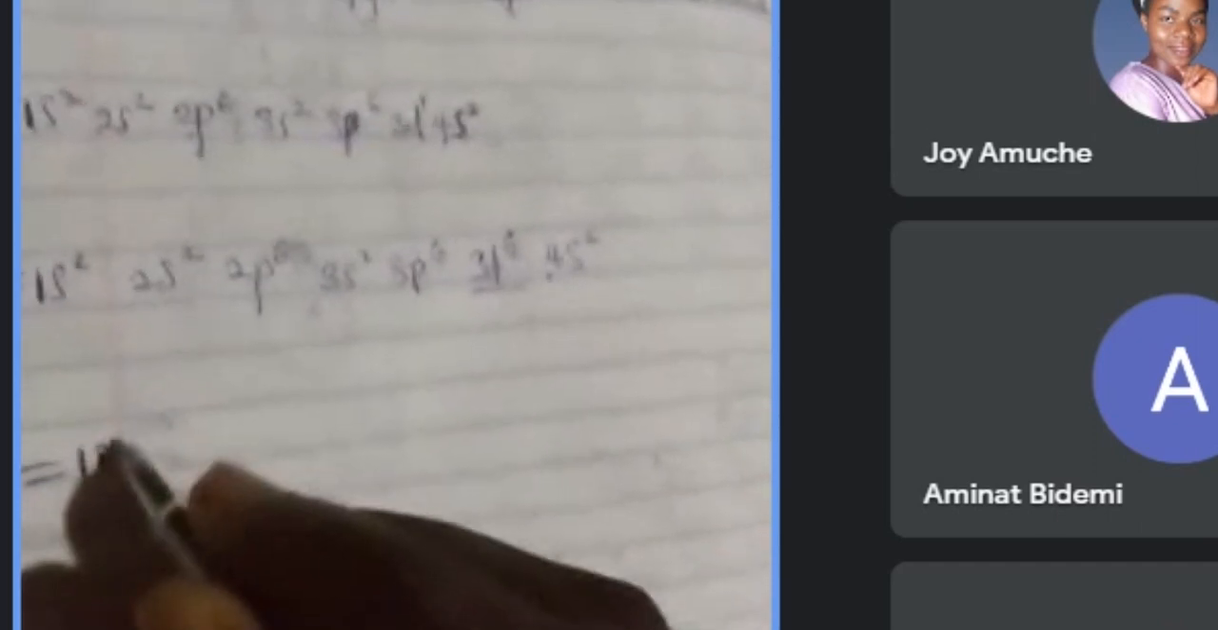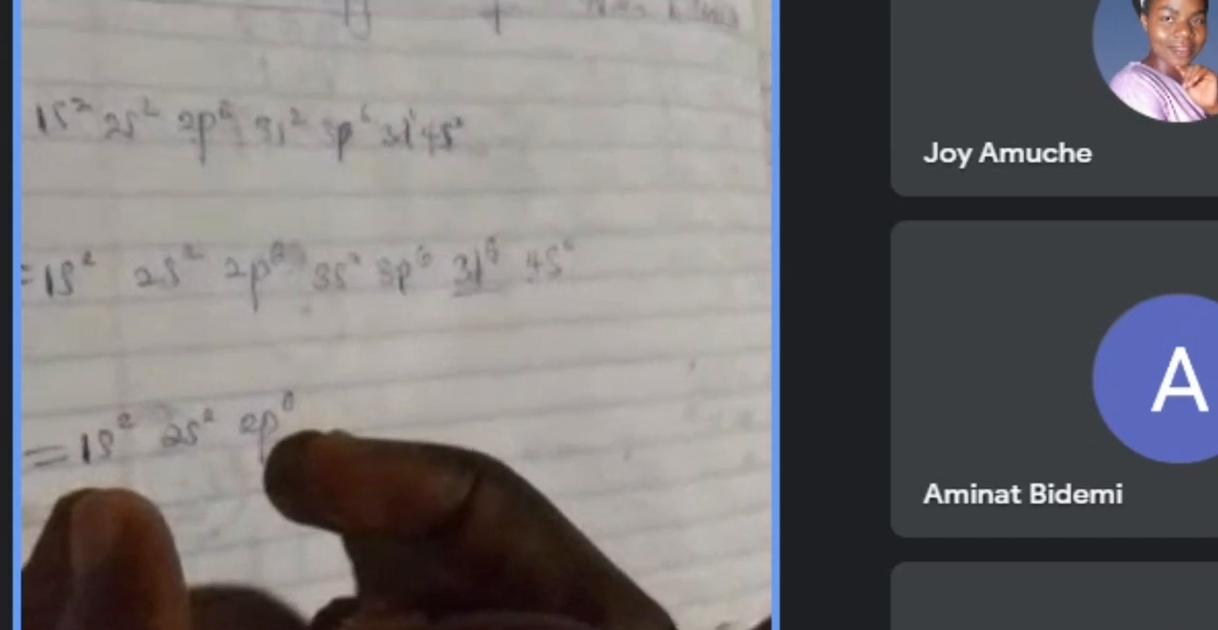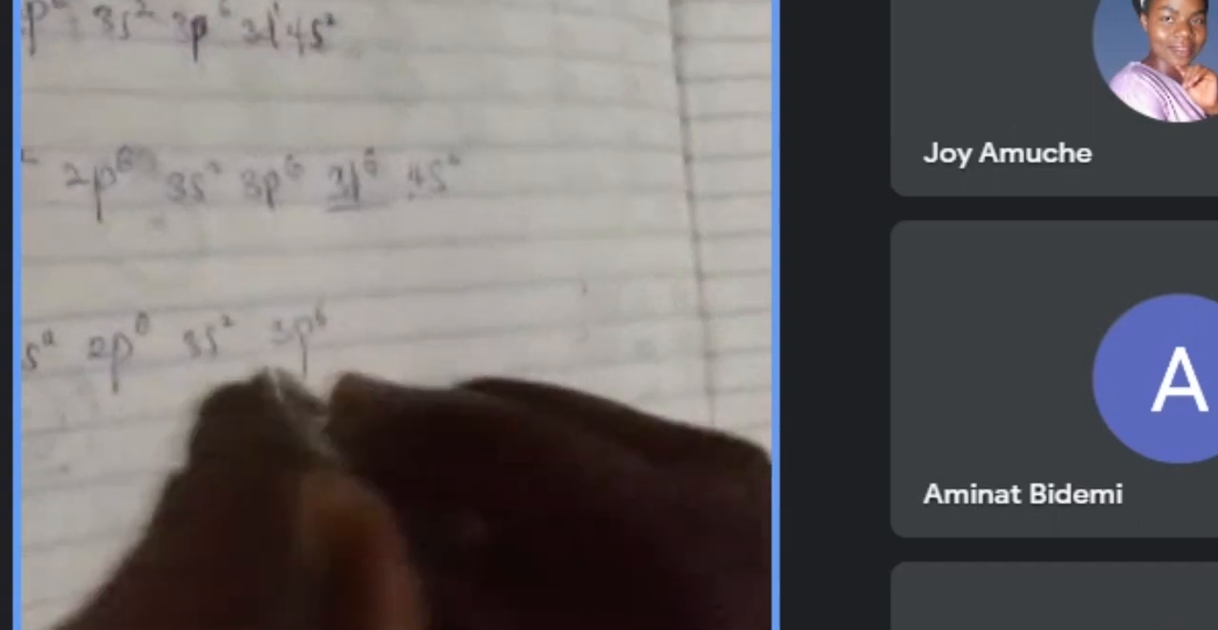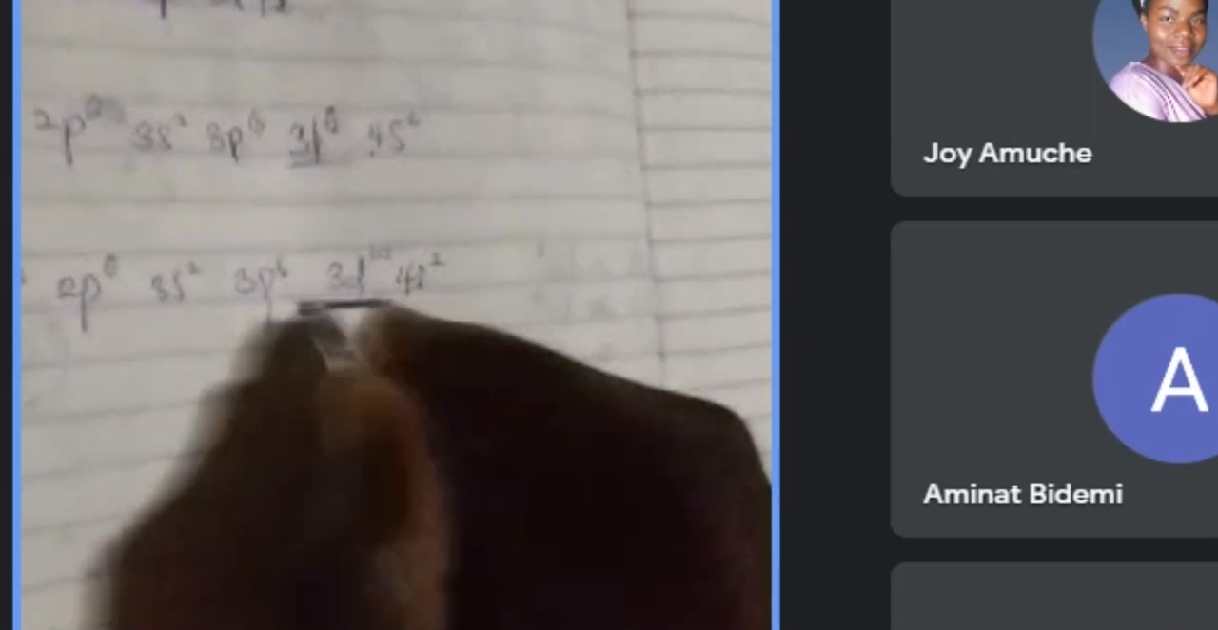1S2, 2S2, 2P6. This is 10. We still continue. 3S2, 3P6 becomes 18. So after 3P, it comes as 4S. So leave your space. 4S2. It becomes 20 now. So we are going to 30, right? And I said the maximum of D is 10. Don't forget. So 3D10. You see, it is filled completely. This is why zinc is not considered as a transition metal in most cases.